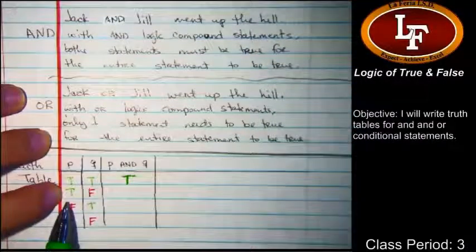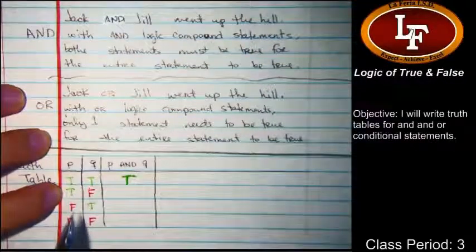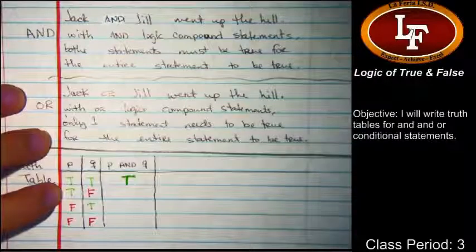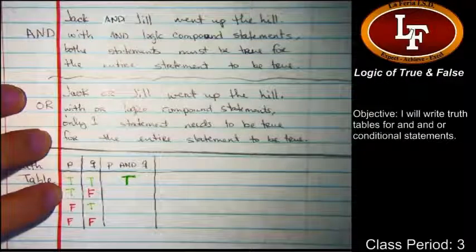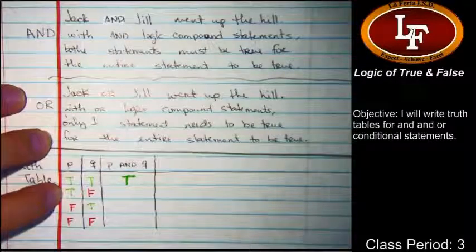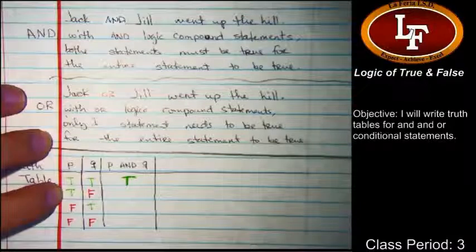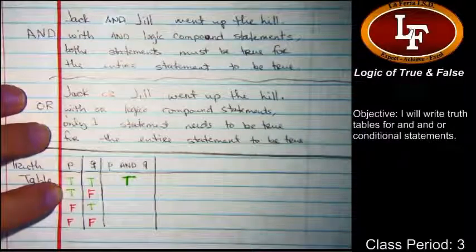Next one. P is true, Q is false. What's the truth value of P and Q? Put like a T and then put like an F. You can only choose from true or false. False. Why is it false? Because the false undoes the true? The true is first.